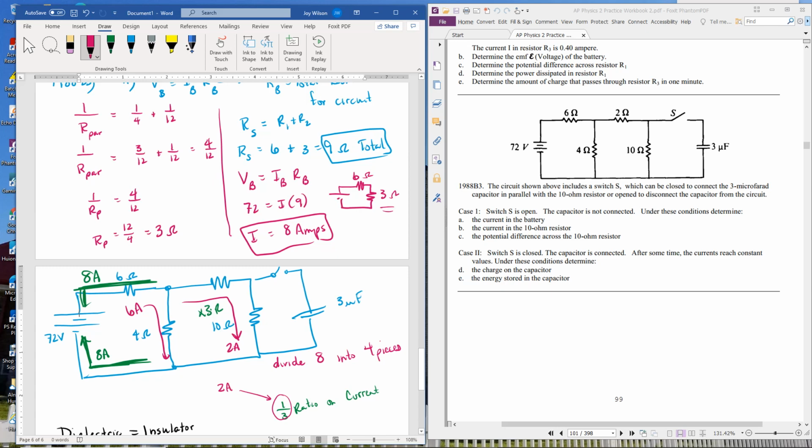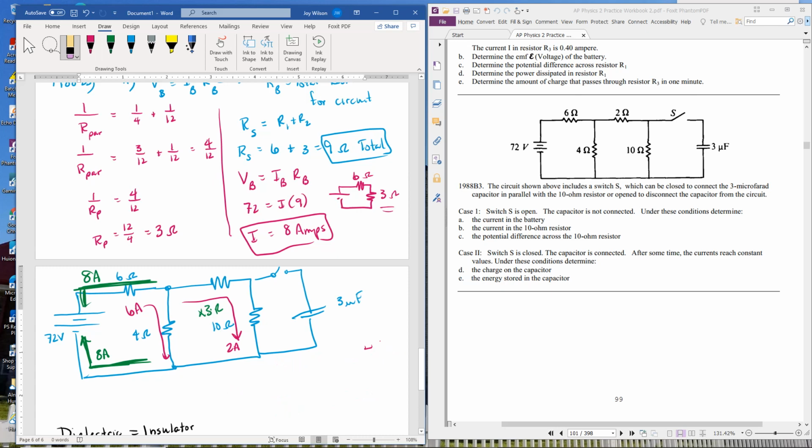The little one has 4 ohms of resistance, so it gets 3 times the current. The big one has 3 times the resistance, so it gets 1 times the current. So we divided it into 4 pieces, and then we split them up. So 2 went on top, that's 1 chunk of current, and 3 goes on bottom, the other chunk of current. That's probably the quickest way to do that.